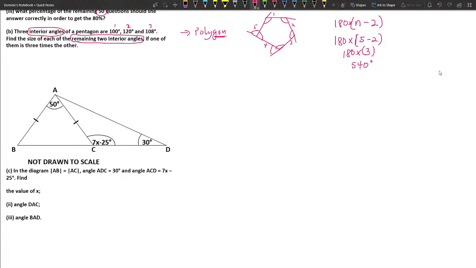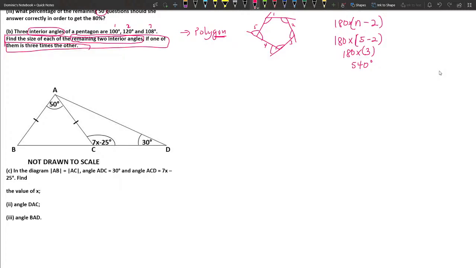We'll go back. This statement is very important. The last aspect of it, the last sentence, is very, very important. Find the size of each of the remaining 2. So it means that we are going to be looking for 2 interior angles. Find the size of each of the remaining 2.